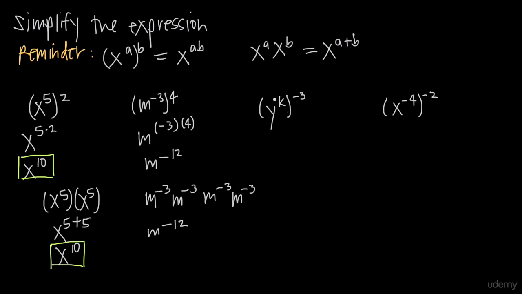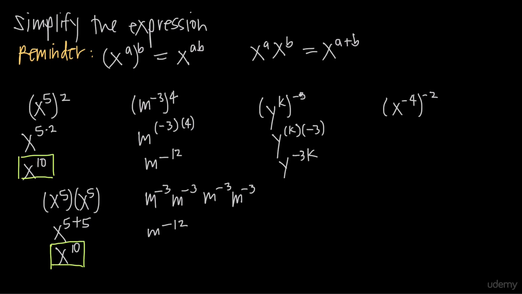This time the inner exponent is positive, the outer exponent is negative. We can do this problem using power rule where we multiply the exponents together, and we're going to get y to the k times negative 3. We multiply k times negative 3. We get negative 3k, so our answer is y to the negative 3k. We can also do it this way.